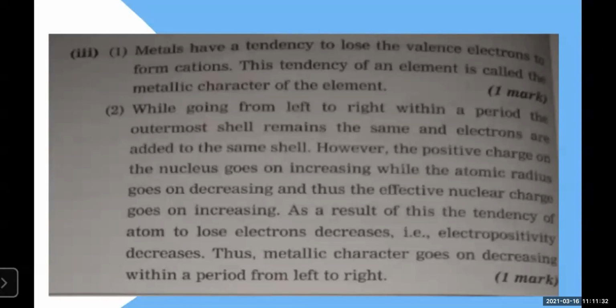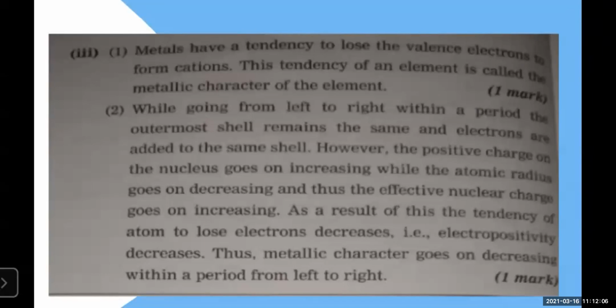However, the positive charge on the nucleus goes on increasing as electrons get added, while the atomic radius goes on decreasing. Because of the nuclear attraction, all the electrons are attracted towards the nucleus, and thus the atomic radius goes on decreasing and the effective nuclear charge goes on increasing. As a result, the tendency of an atom to lose electrons decreases.